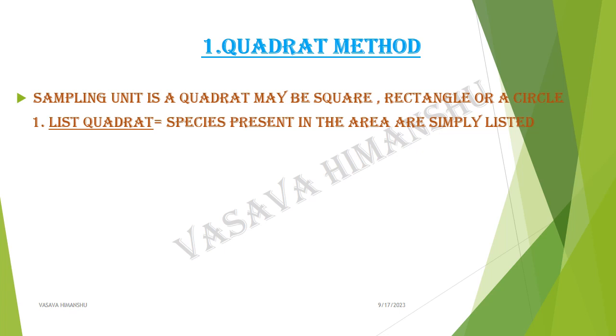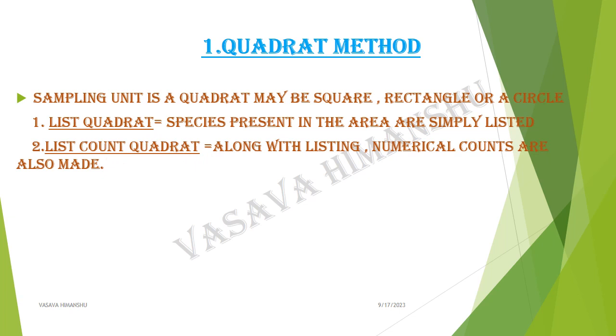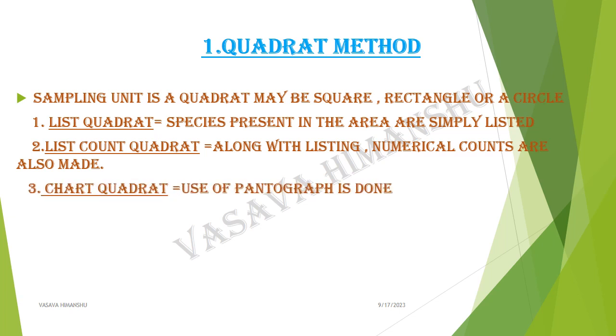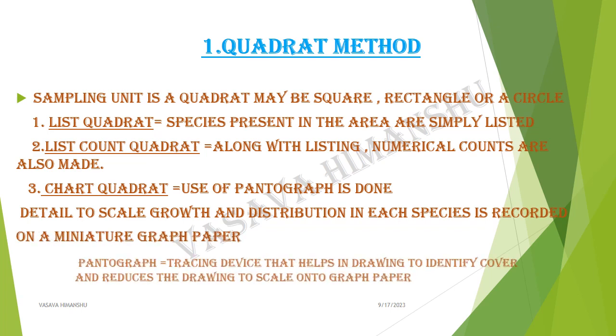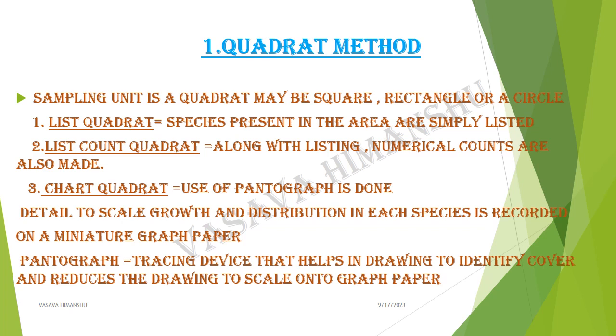Number 1, list quadrat: species present in the area are simply listed. List count quadrat: along with listing, numerical counts are also made. Chart quadrat: use of a pantograph is done. Detail to scale growth and distribution of each species is recorded on miniature graph paper. A pantograph is a tracing device that helps in drawing to identify, cover, and reduce the drawing to scale onto graph paper.